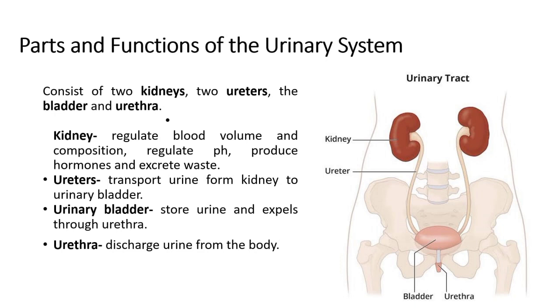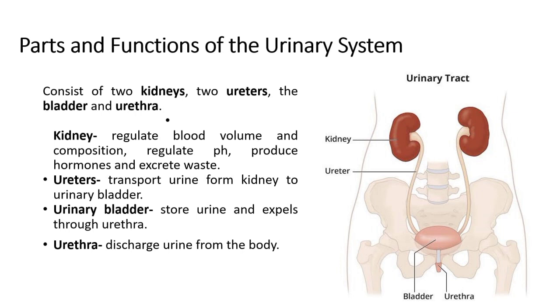Parts and functions of the urinary system. Our urinary system consists of two kidneys, two ureters, the bladder, and the urethra. Our kidneys regulate blood volume and composition, regulate pH, produce hormones, and excrete waste. The ureters transport urine from the kidney to the urinary bladder, and the urinary bladder stores urine and expels it through the urethra, which discharges urine from our body.